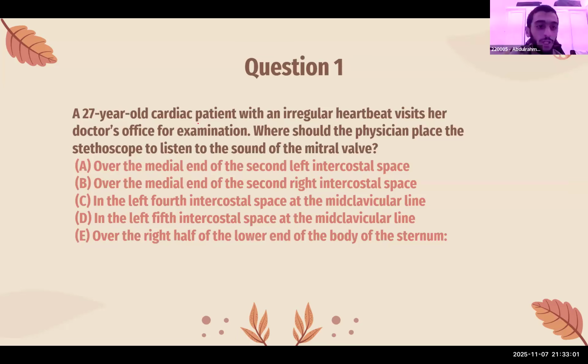A 27-year-old cardiac patient with an irregular heartbeat visits a doctor's office for examination. Where should the physician place the stethoscope to listen to the sound of the mitral valve? Yes, sir. Correct. The answer is D: left intercostal space at the mid-clavicular line. It's one of the two high-yield ones that I said. If you want to remember, at least remember them.